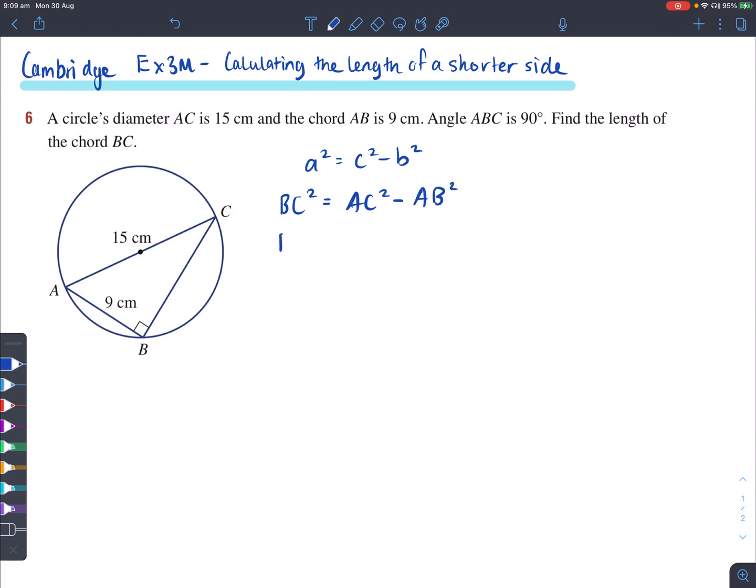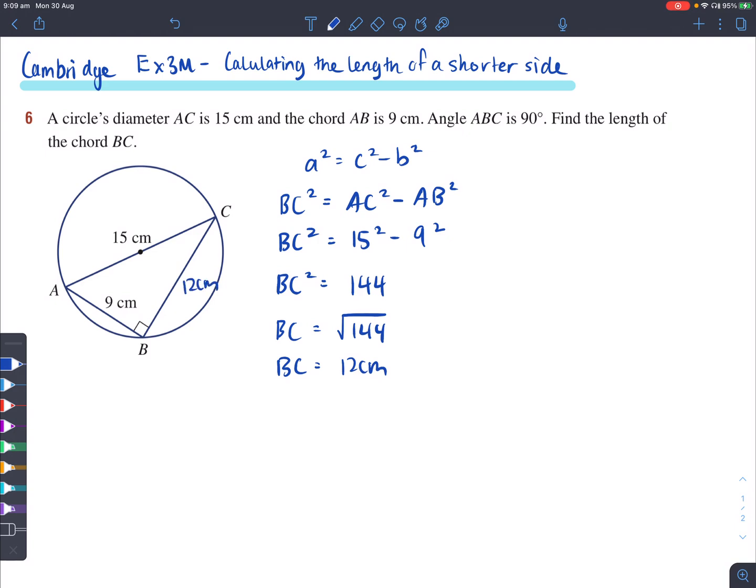Then simply what we do is we keep writing that BC squared equals 15 squared minus 9 squared. On the calculator, 15 squared minus 9 squared gives us 144. If I take the square root of both sides, the square root of BC squared is BC, and the square root of 144 gives us 12 centimeters. So that's the length of BC.